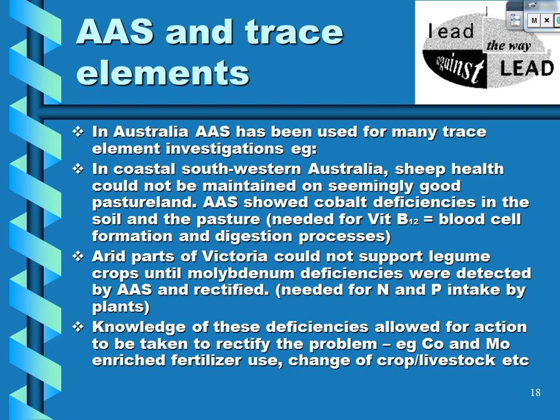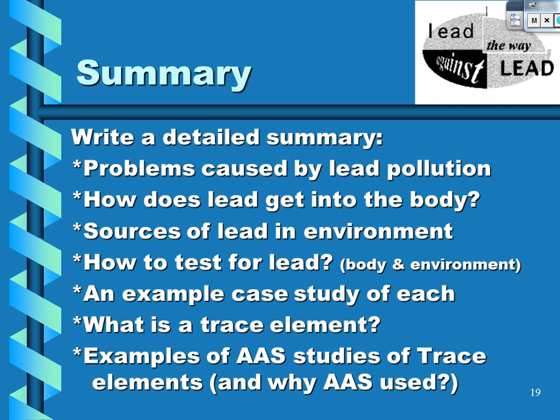So by knowing what was deficient in the soils, by doing the AAS analysis, they could figure out either the cobalt or molybdenum was deficient. You can then take steps to rectify the problem. They could use cobalt-enriched or molybdenum-enriched fertilizers, or change the crops, or change the livestock you grow on or feed on these pastures. So knowing what the problem was, they could do something about it.